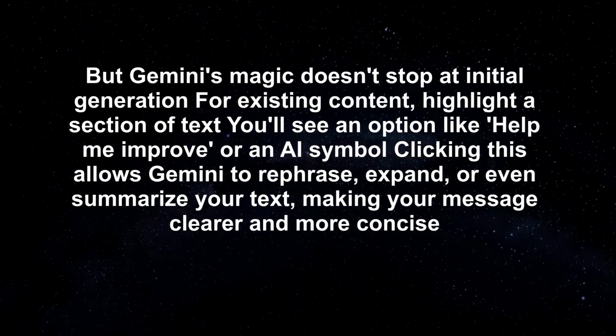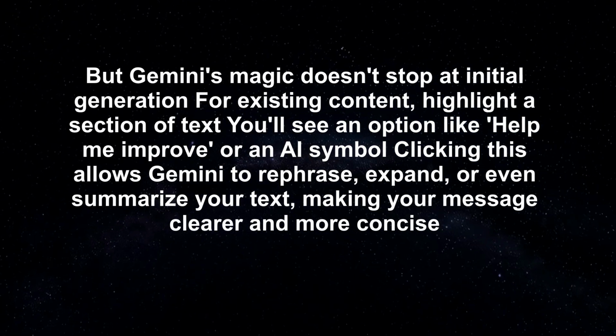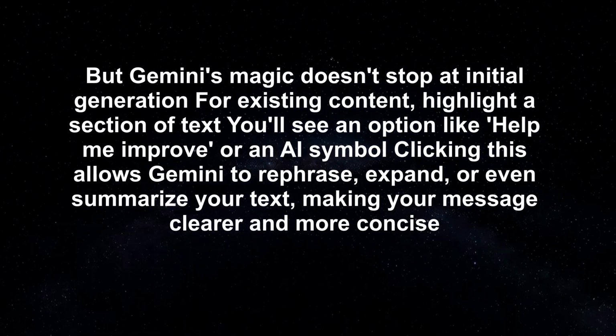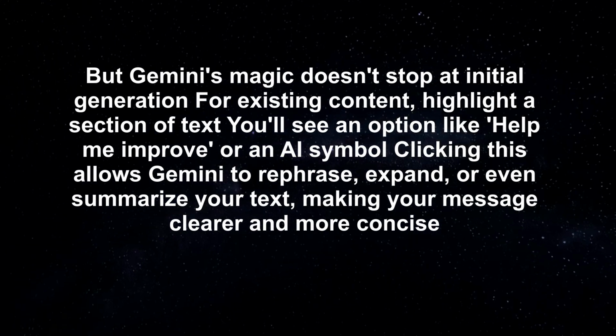Highlight a section of text, you'll see an option like, "Help me improve," or an AI symbol. Clicking this allows Gemini to rephrase, expand, or even summarize your text, making your message clearer and more concise.